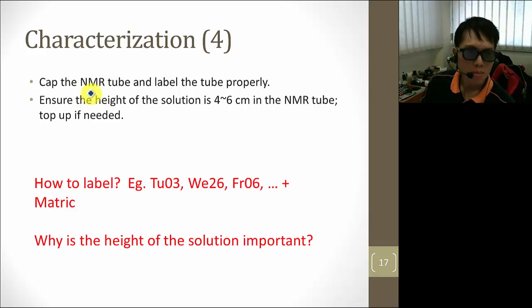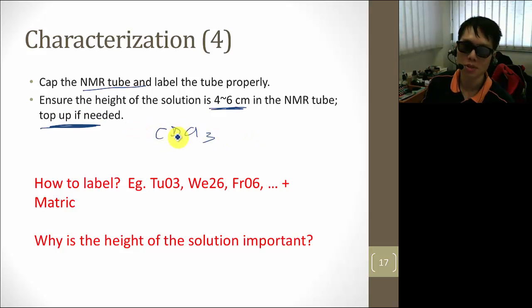After you are done, cap the NMR tube and label the tube properly. Ensure that the height of the solution is about 4 to 6 cm in the NMR tube. If you need to add more solvent, top up, but top up with the right solvent, CDCl3, if that's the solvent used. So how do we label the NMR tube? Tuesday group, TU, plus the fume hood number; Wednesday, WE, fume hood number, and so on and so forth. After that, you add your matric number at the back.